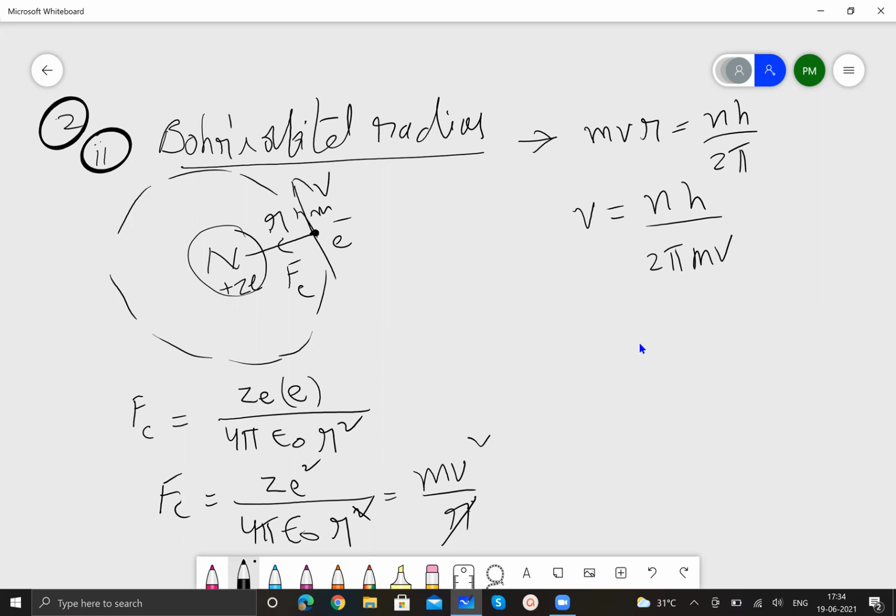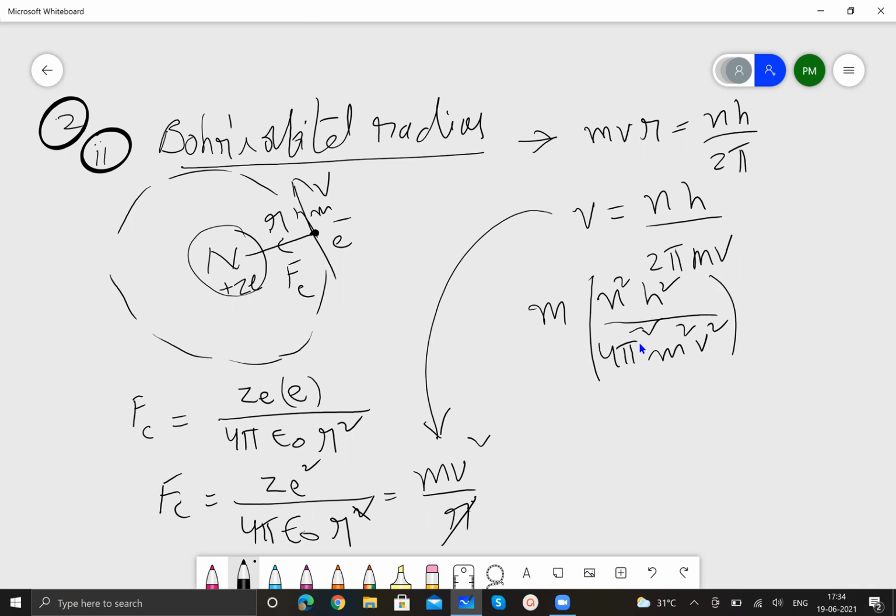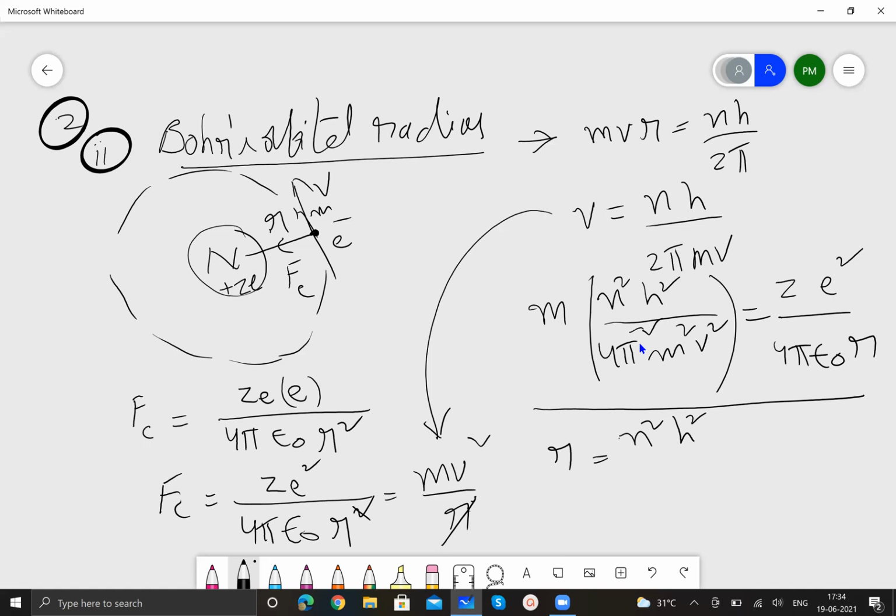So just substitute this value of v in this expression. We'll be getting it as m into v square, n square h square by 4 pi square m square r square, will be equal to Ze square by 4 pi epsilon 0 r. So finally, we will be getting the expression for radius as n square h square epsilon 0 by pi m Ze square. Swarna, am I right?